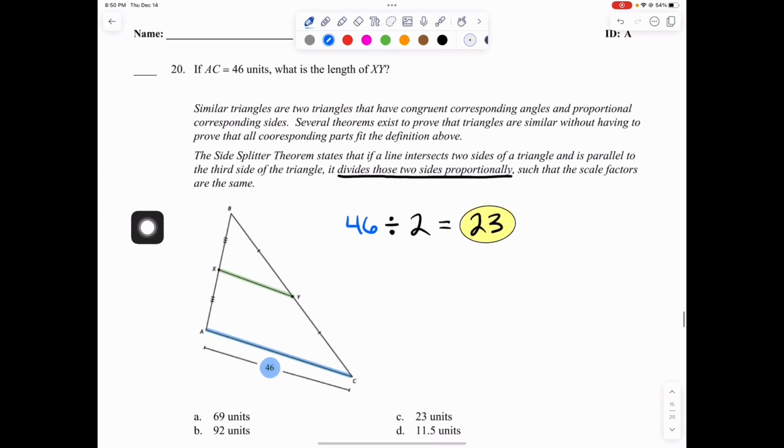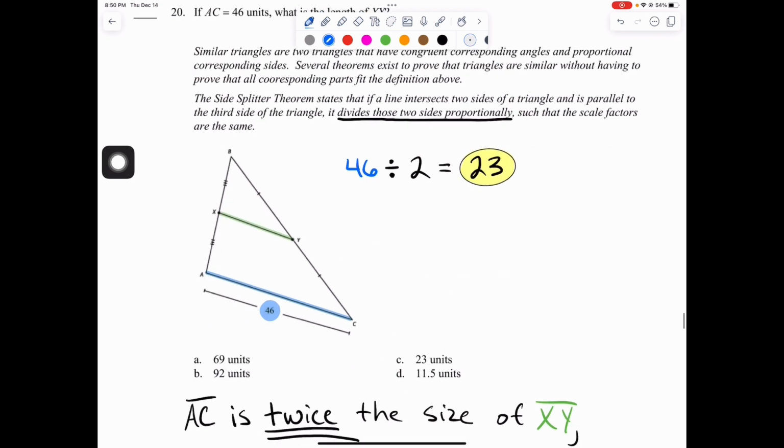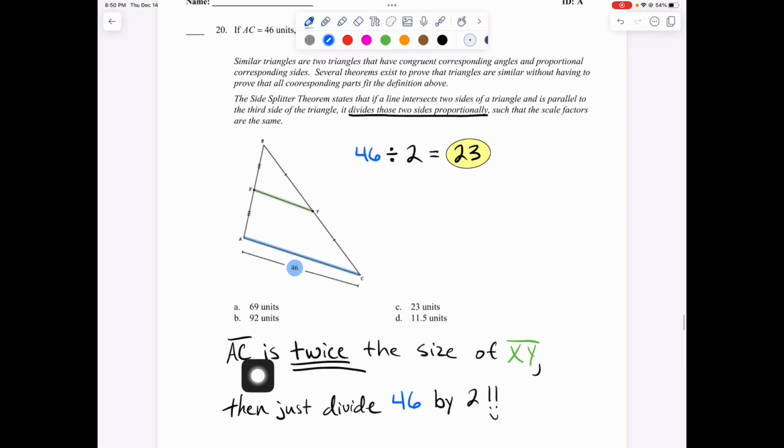We are going to see something very similar to this, equilateral, of two triangles. Here, I already just left the answer, and I left a note here. AC is twice the size of XY. So if AC is 46 and it's double the size of XY, well, 46 divided by 2 equals 23, which gives us our XY. Continue to move forward.